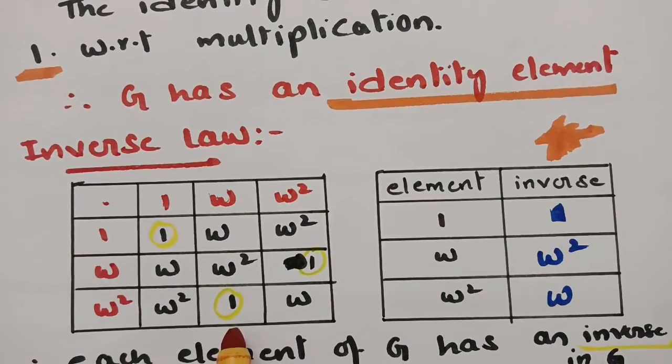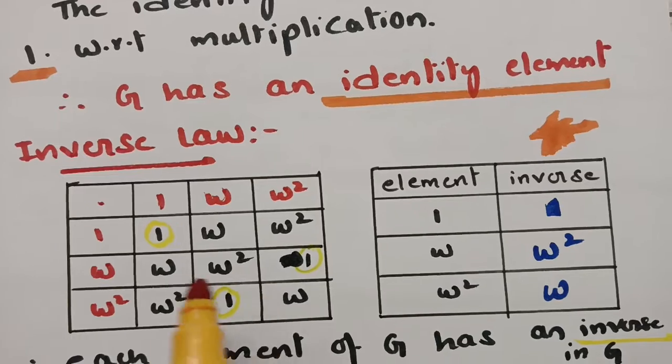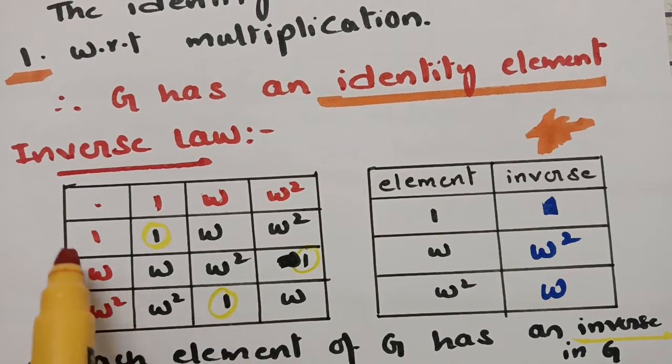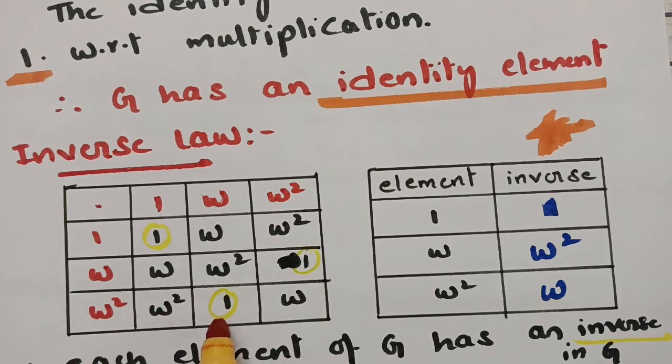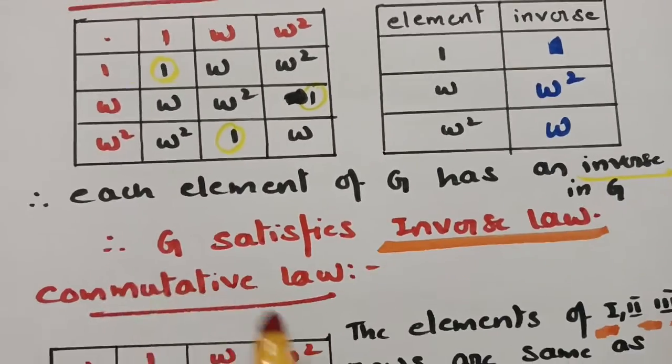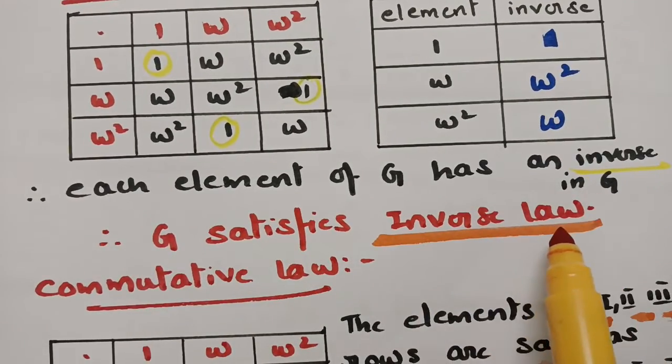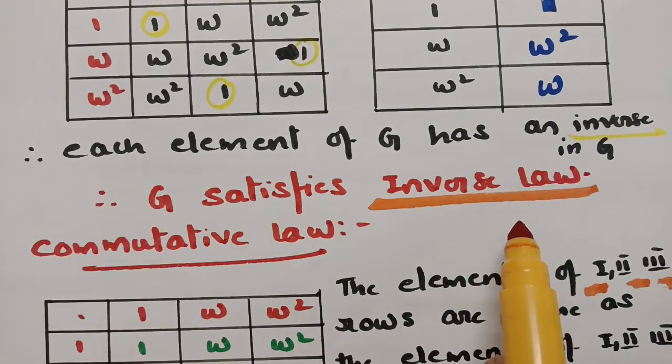And next one, for the inverse element, we have to draw the composition table and locate the identity element. See here, the inverse of 1 is 1, the inverse of omega is omega square, the inverse of omega square is omega. So for each and every element, G has an inverse element. Therefore, G satisfies the inverse law.